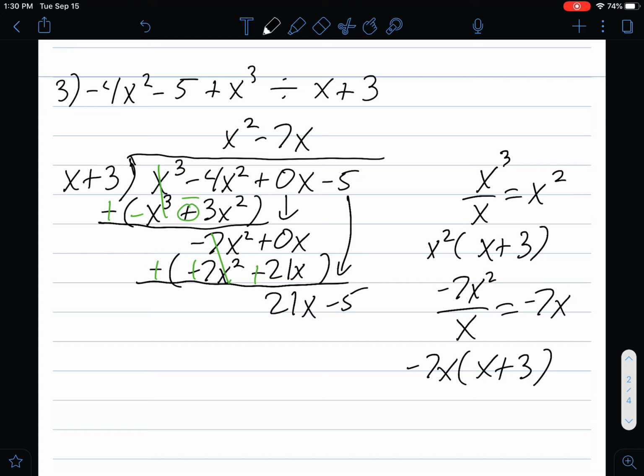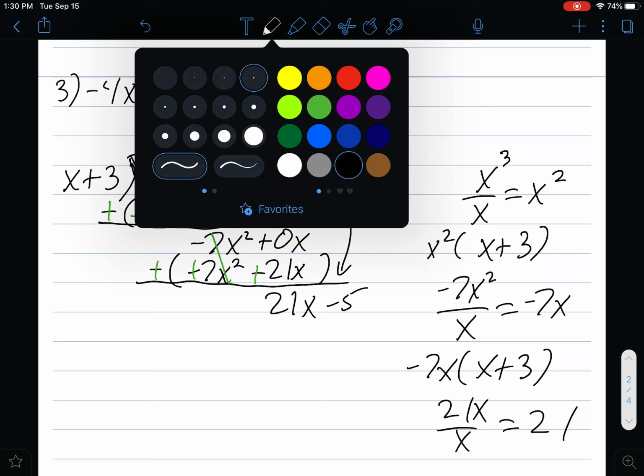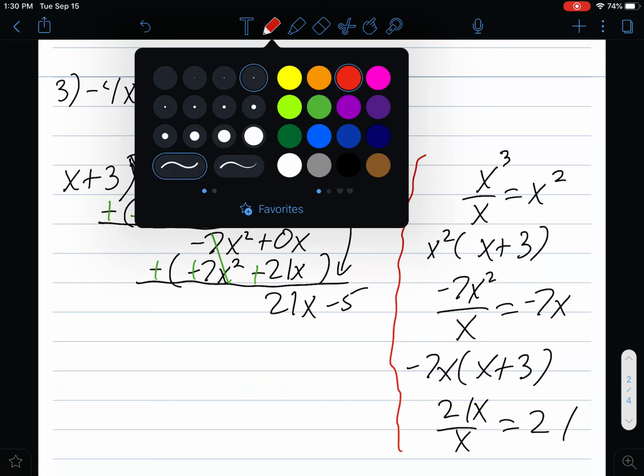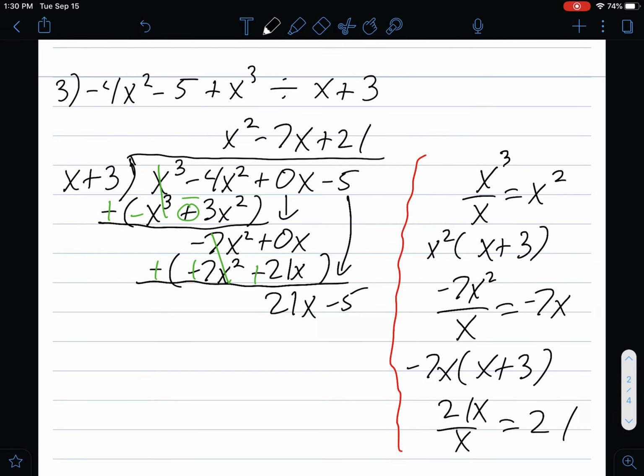Negative 5 comes down. So now positive 21x divided by x is equal to a plus 21. Once again, that's from here, 21x divided by x. And we did that computation off to the side over here. So it's a good idea to keep some space on the side to do your calculations. Hopefully it won't mess up your actual working space too much. And if you need to use a separate piece of paper, go right ahead. That's not a big deal.